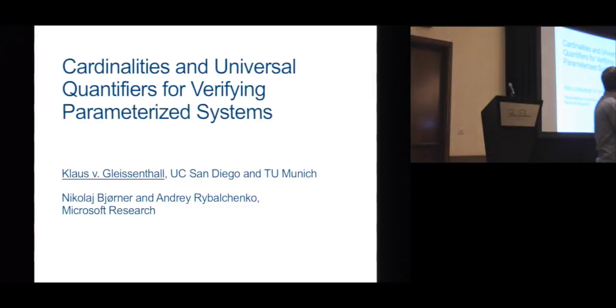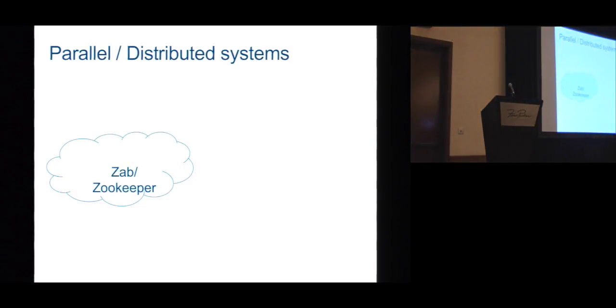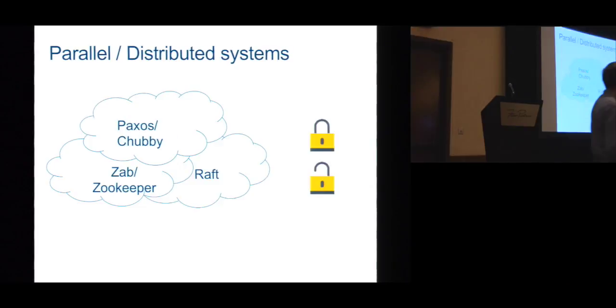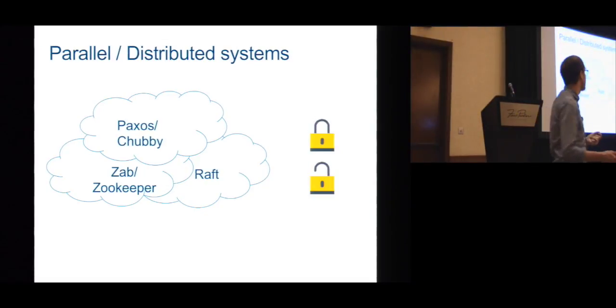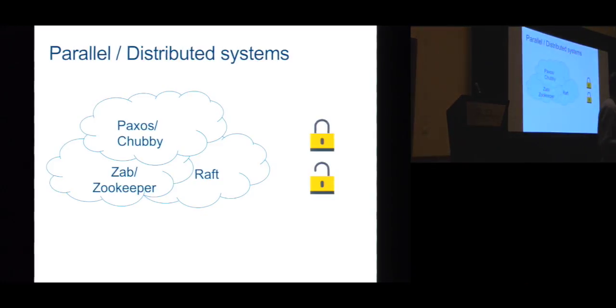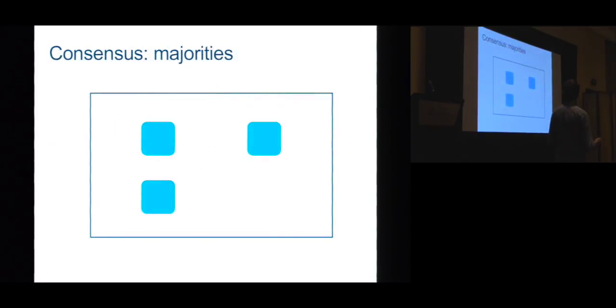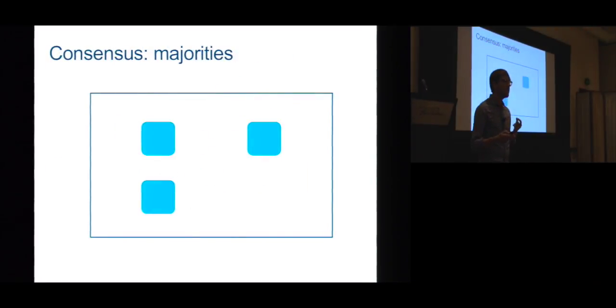Thanks for the introduction. Okay, so parallel and distributed systems occur, for example, as consensus protocols, then as synchronization primitives. This talk is about verifying them, and the sort of correctness arguments that you need. Let me start off with the consensus protocol.